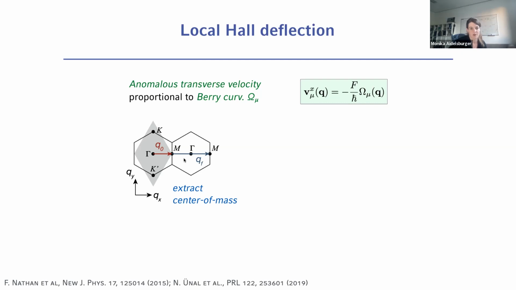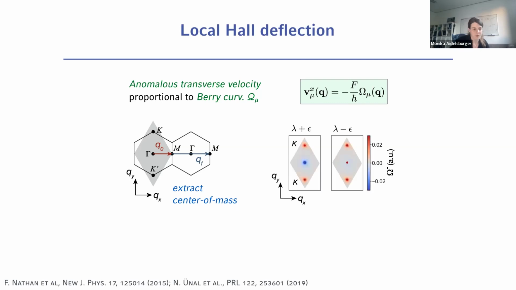So this is the anomalous velocity that we have already seen yesterday, just in this case, not integrated over the full band, but only over a small region in quasi-momentum space. And indeed, this topological charge of plus and minus 1, it can be seen in the Berry curvature and how it changes across the gap closing point.